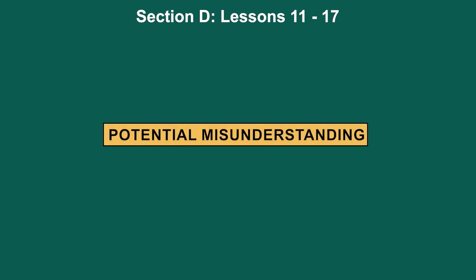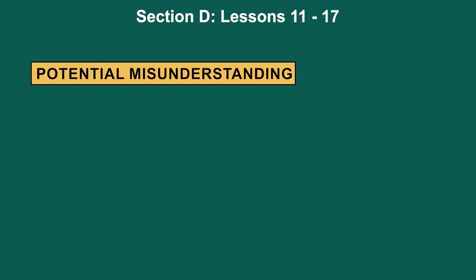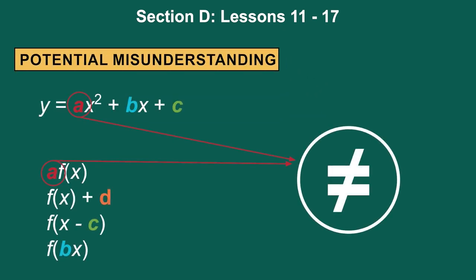But also note that the transformation parameters a, b, c, and d are used differently than a, b, c in the standard form of a quadratic. For instance, the vertical shift is represented by c in one form and by d in the other form. This may pose confusion for some students.